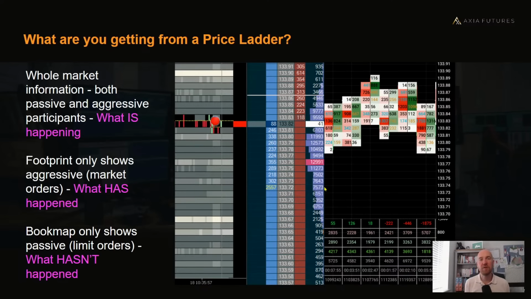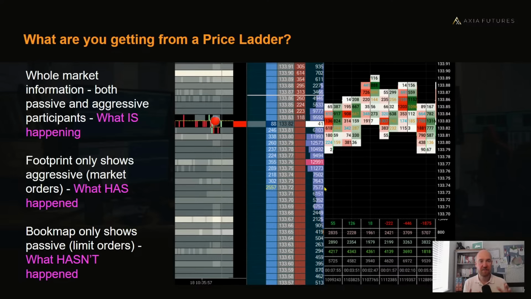Right. So what are you getting from a price ladder? And this is the way that I try and look at it. And I'll show you a very quick breakdown of this in action in just a moment. What I take from a price ladder is you're able to see the entire market. You're seeing everything that's going on. You're seeing all of the passive participants. You're seeing the aggressive participants. So what a price ladder is giving you is what is happening right now.